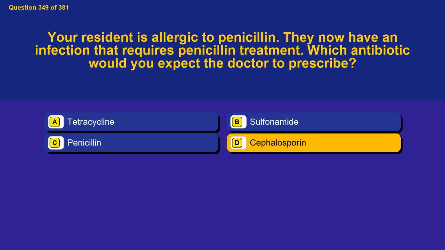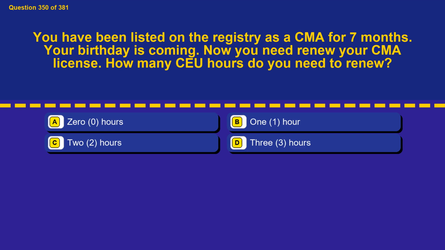The correct answer is option D. Cephalosporin. Question 350. You have been listed on the registry as a CMA for 7 months. Your birthday is coming. Now you need to renew your CMA license. How many CEU hours do you need to renew? Option A is 0 hours. Option B, 1 hour. Option C, 2 hours. Option D, 3 hours.